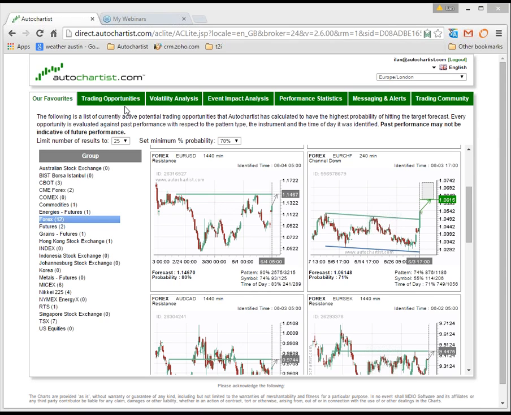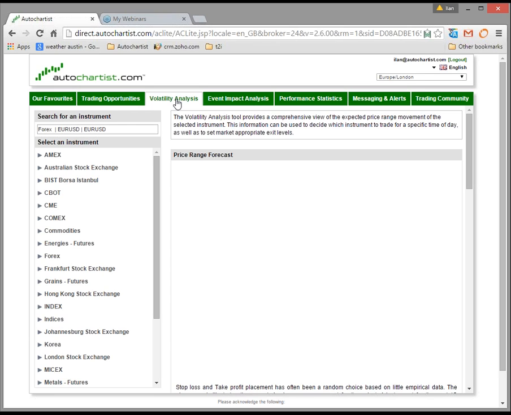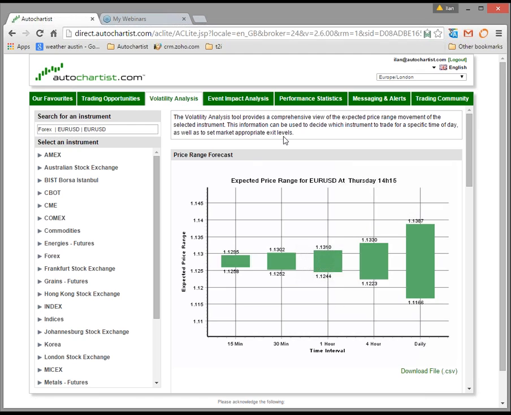So now that we've spoken about the trading opportunities, I want to skip to another core product of Autochartist called Volatility Analysis. This is quite an interesting product. In fact, many people believe it to be more valuable than our support and resistance identification product. I guess I'll let you be the decider on that.